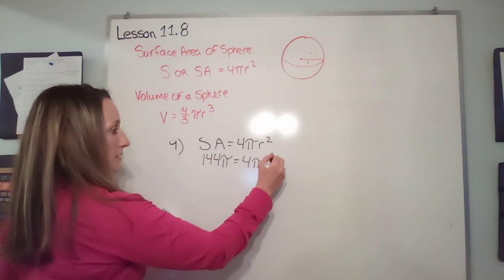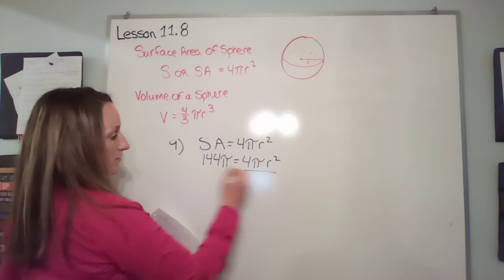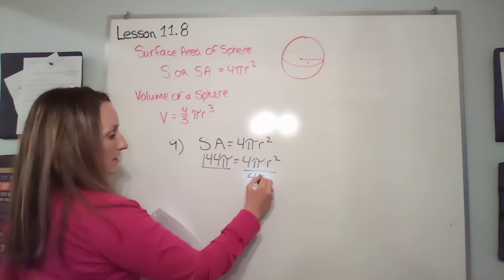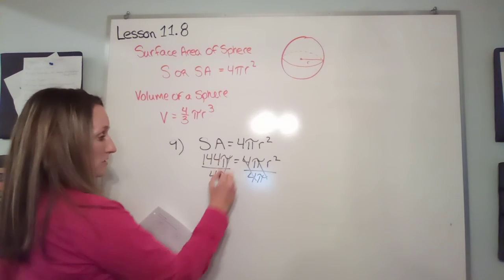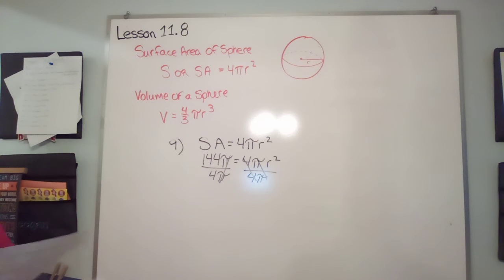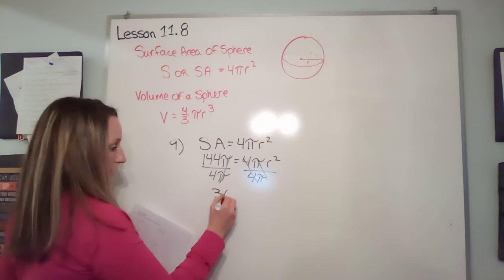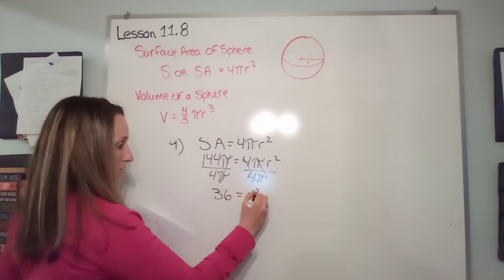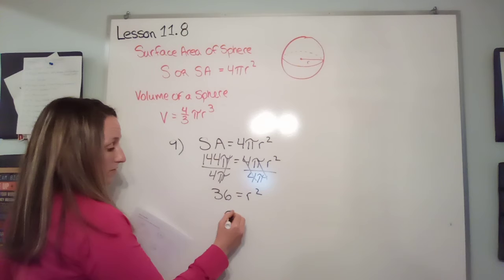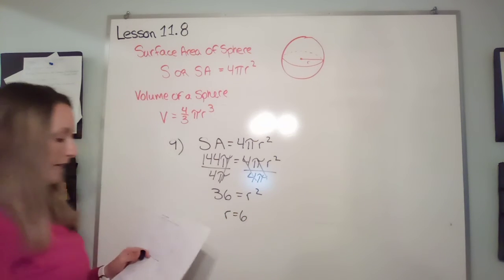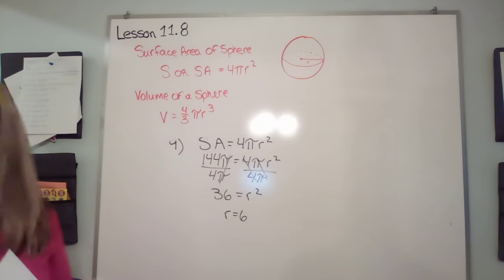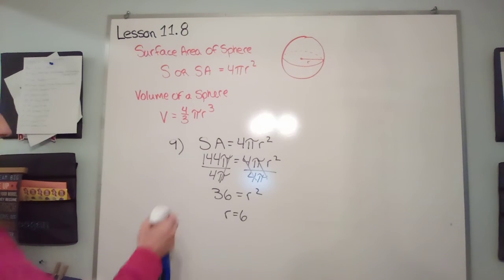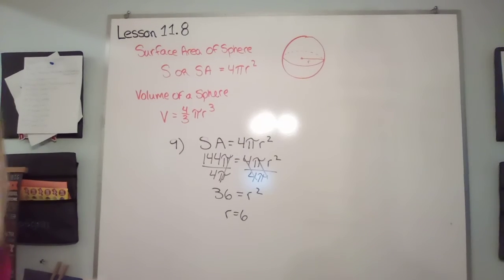And that'll allow me to isolate the r squared. Divide both sides by 4 pi. Nice thing is the pi's cancel, right? So I have 144 over 4. So that's going to give me 36 when I divide is equal to r squared. And then take the square root to get that the radius is 6. Okay. There's more formula type problems on the back. Again, I'm going to just kind of jump around and do a few.